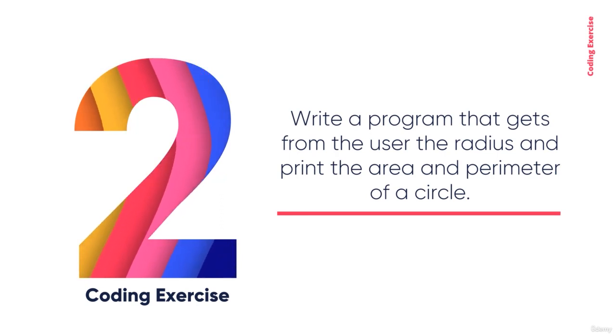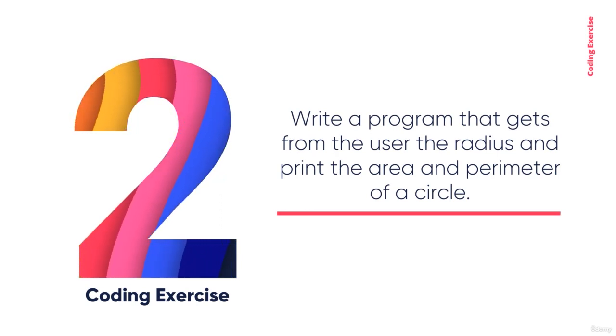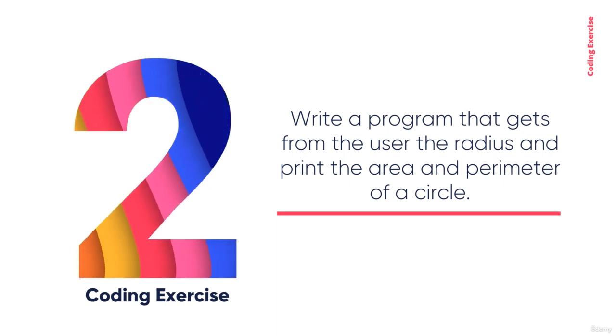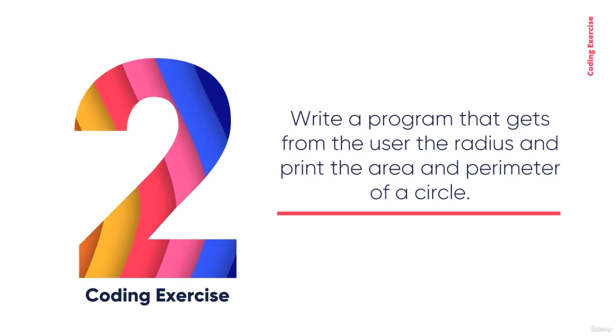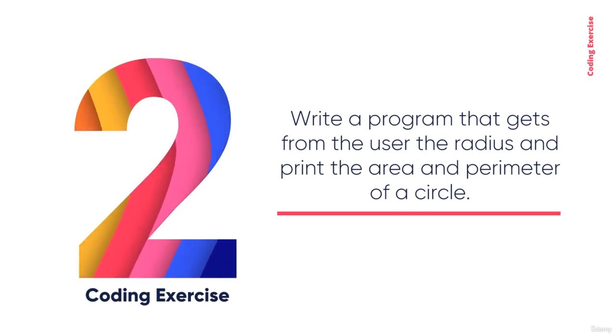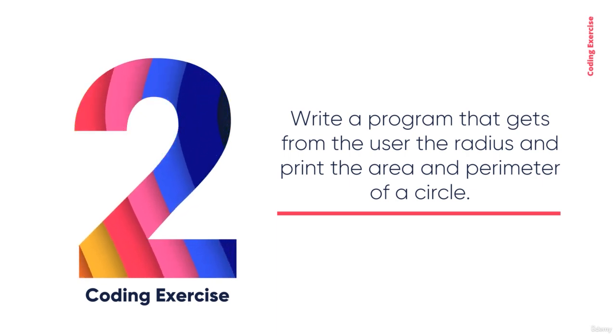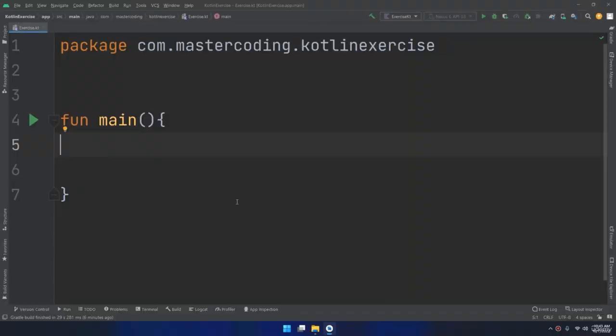Hello my friends and welcome to coding exercise number 2. In this exercise we are asked to write a program that gets from the user the radius and prints the area and perimeter of a circle. Please pause the video and think about how to solve such a program. I want you to paste your solution in the comments. I hope you solve it well and correctly.